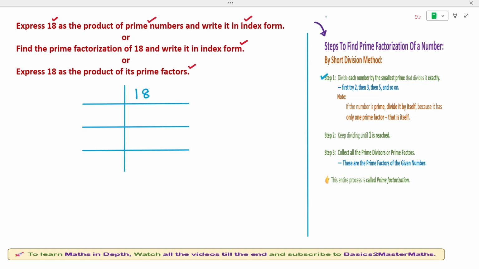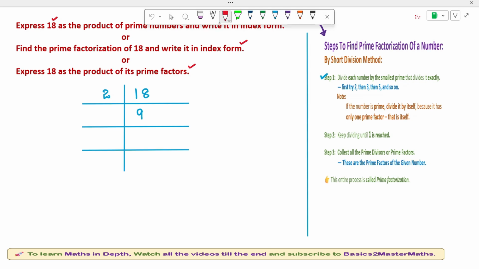Step 1. Start dividing 18 by the smallest prime 2. Since 2 divides 18 exactly, we get 9. Again, start dividing 9 by the smallest prime 2. Since 2 does not divide 9 exactly, move to the next smallest prime 3. Since 3 divides 9 exactly, we get 3.